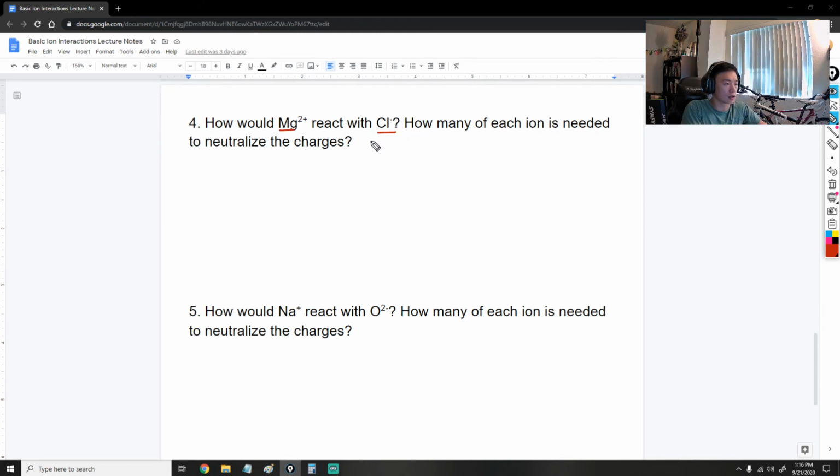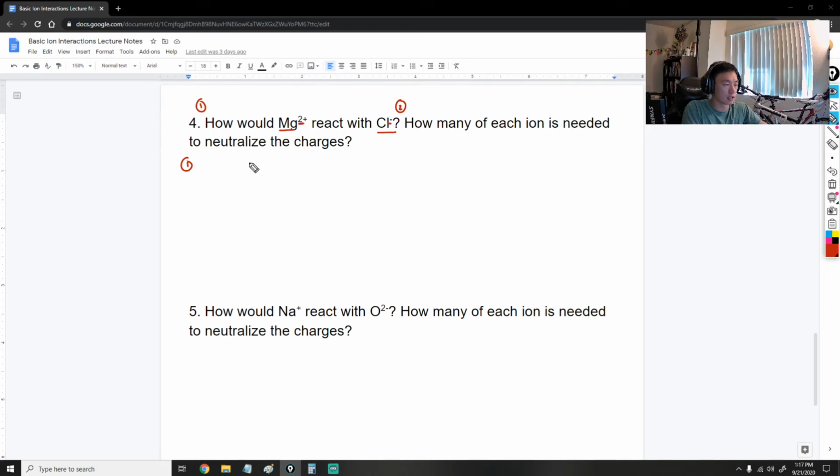And then there's another question here. So we have the first part of the question and we have the second part of the question. Let's do the first part before we do the second part. So the first part, how would Mg2 plus react with Cl minus? If you notice, Mg2 plus is positive and Cl is minus. So are they going to attract, repel, or no reaction? Okay, should be pretty easy.